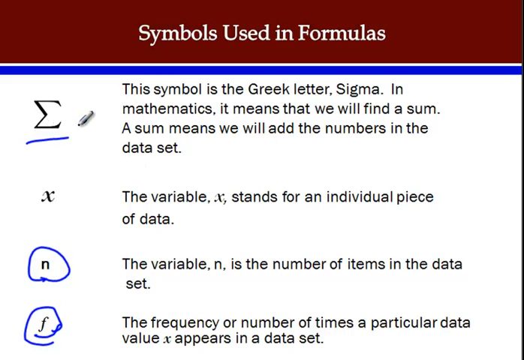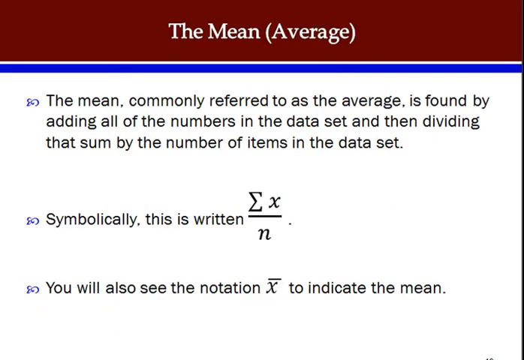So sigma, variable x, n, and f. Sigma means add them up. X stands for an individual item in the data set. N is going to tell you how many numbers you have in your set, and f means the number of times that the number occurs in the data set.